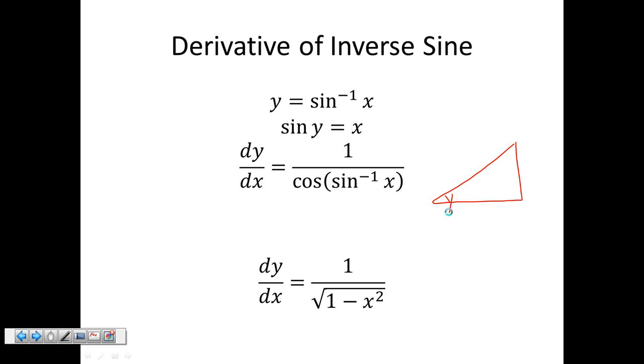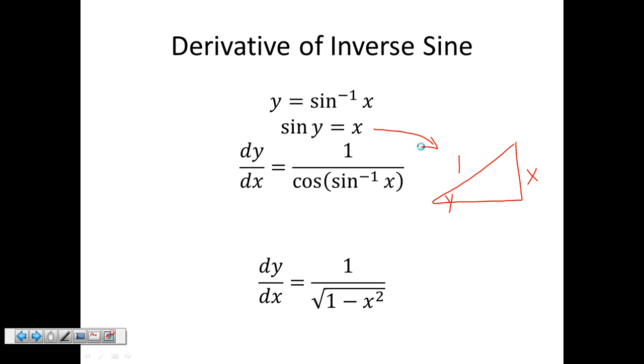So I know that the angle y, the sine of it is x. So the sine of that angle is the opposite over the hypotenuse. So if the sine of that angle is x, that means that my opposite side is x and my hypotenuse is 1. And I'm setting that up from this sine y equals x. I'm setting up my triangle using that.